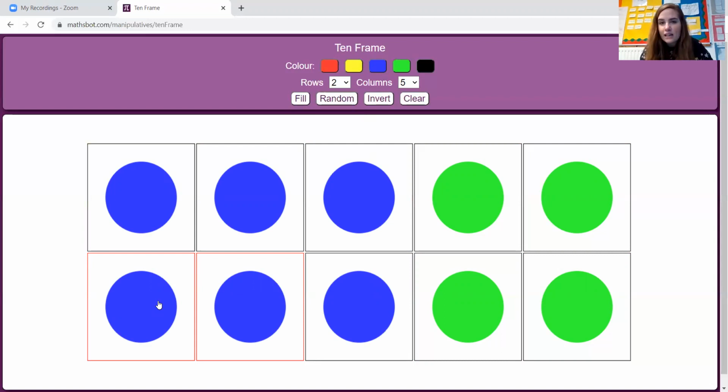I wonder if anybody can remember why 30 is a bit of a sore number for me at the moment. Comment down below if you can, and I can't wait to see lots of these being posted on our Class Dojo time share later. So let me just stop this share.